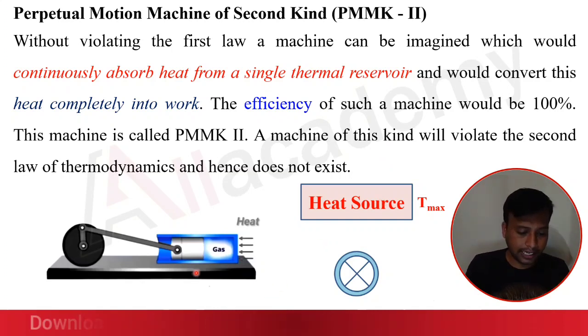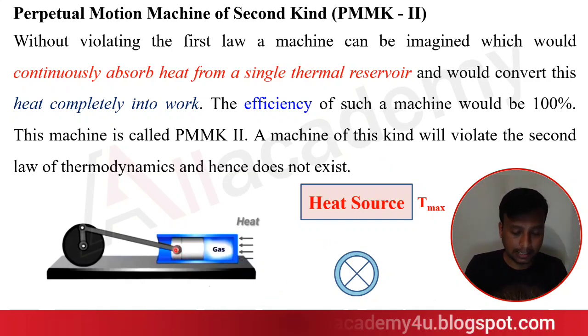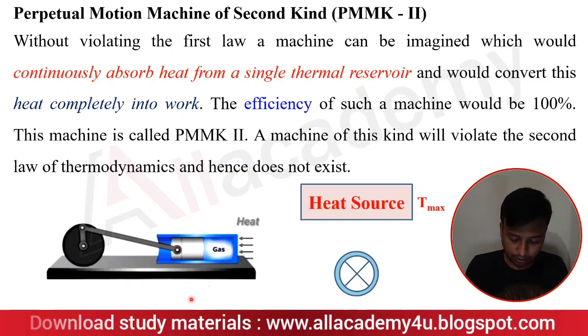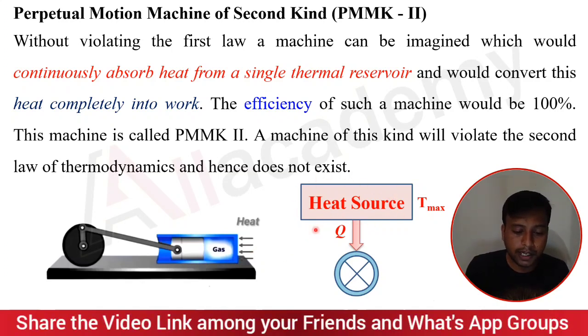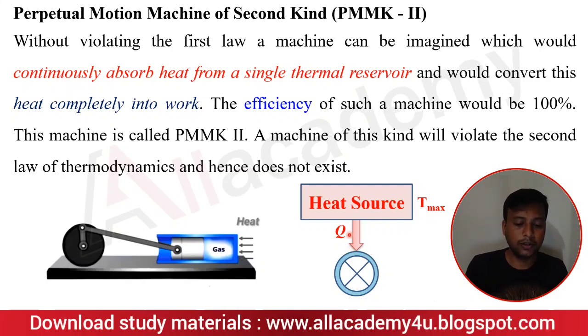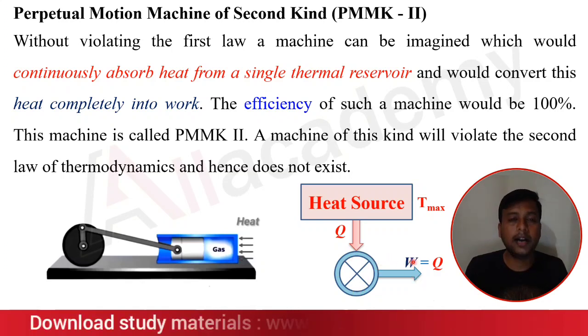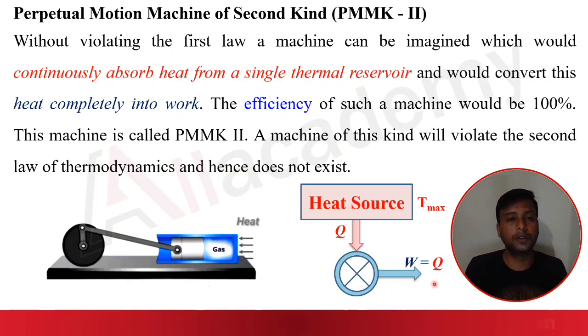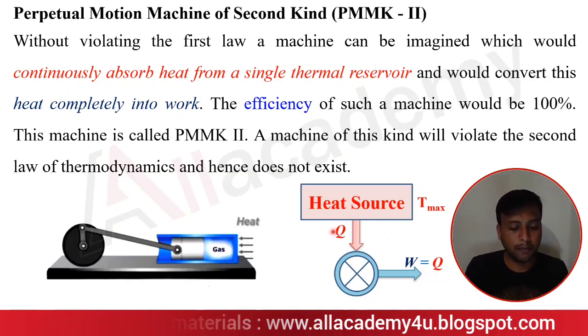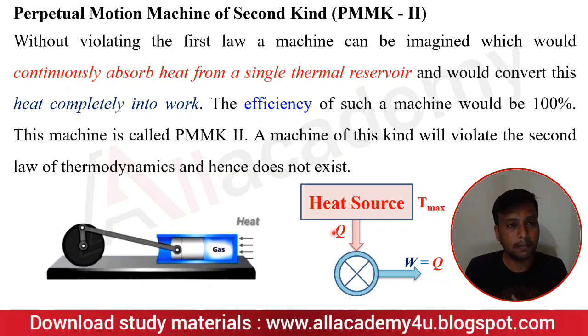Now I will take a small demonstration so that you can easily understand what exactly this perpetual motion is. While explaining this, you have to draw both the diagrams so that you can easily explain it. Now let us assume the heat source, and this is a heat engine which takes heat from the heat reservoir and converts all the heat energy into useful work. Then W will be equal to the amount of heat energy supplied. So here the efficiency becomes 100%.